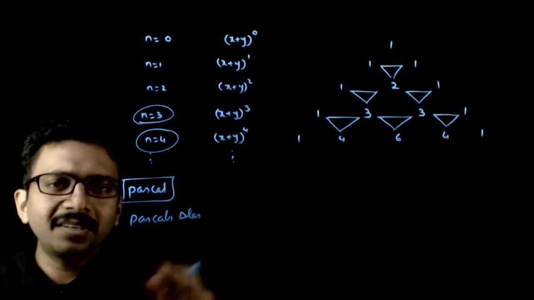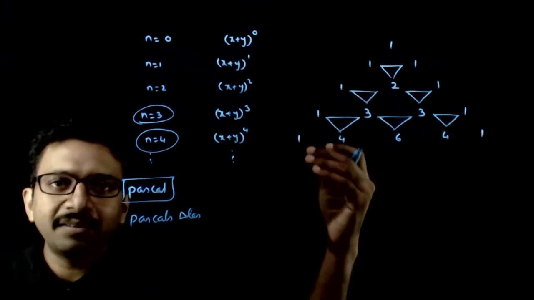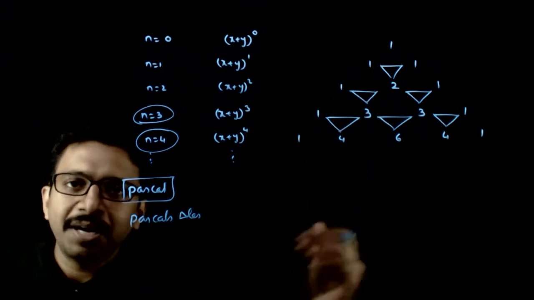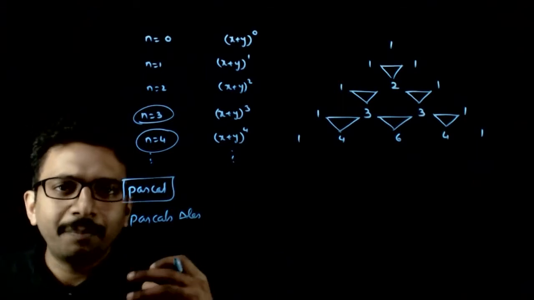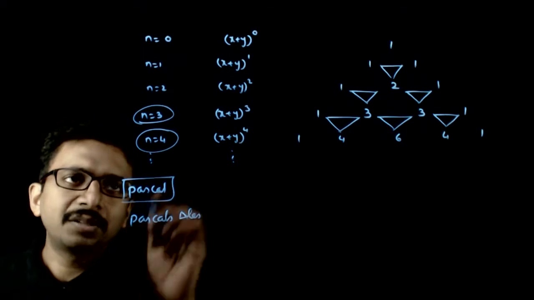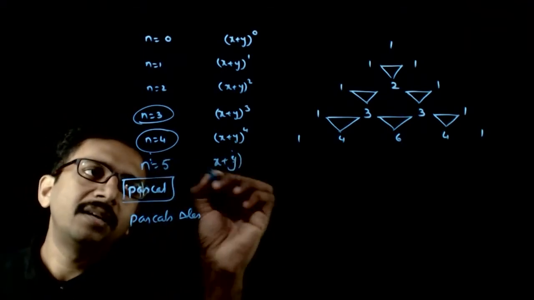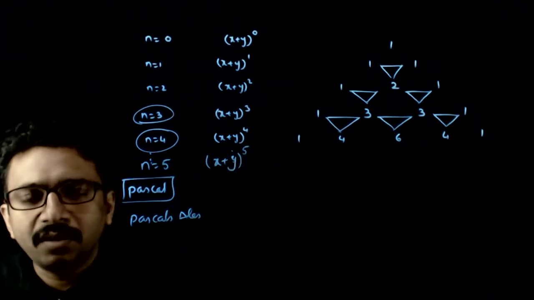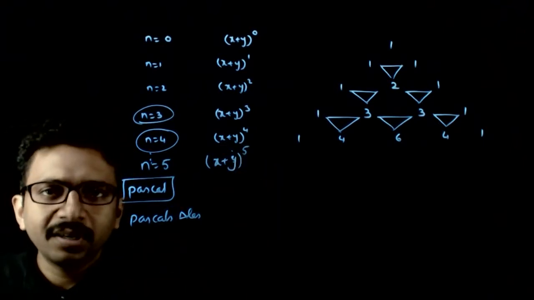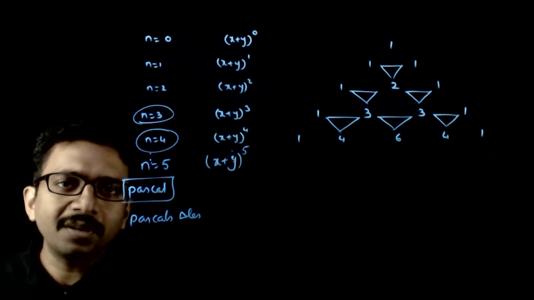So let us hope that this pattern works. It's not necessary that if I can see the pattern in the first 4 terms, it should continue. But Pascal has observed that this pattern continues. So if I have to write the expansion for n is equal to 5, I know the terms which are there. I just need to find the coefficients, and I can very easily find them using Pascal's triangle.